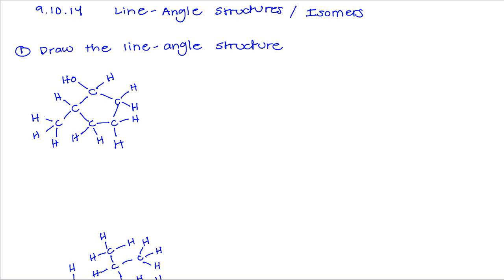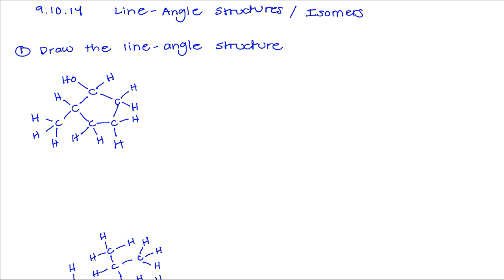So let's review some of the concepts that we went over in class. We started learning how to draw line angle structures. In this representation, we're not going to draw in our carbons. The carbons are going to be represented by either the end of a line or an angle. And our hydrogens that are directly attached to carbon, we're also not going to draw those in. Any hydrogens that are attached to heteroatoms are going to be explicit and we will draw those in.